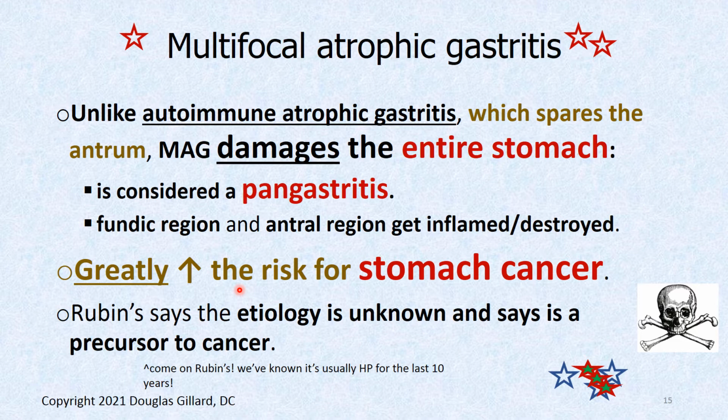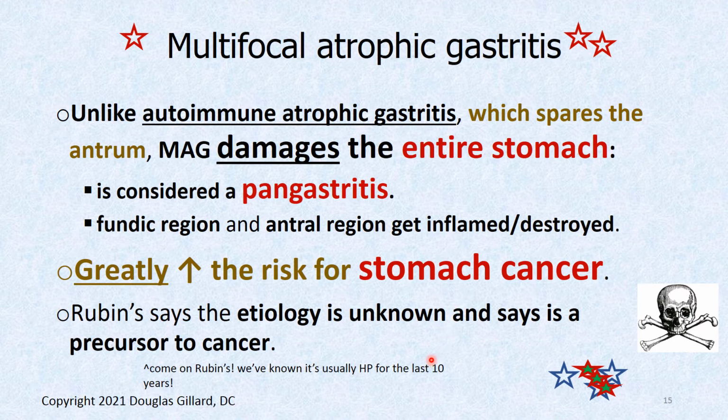So again, MAG, multifocal atrophic gastritis, destroys the entire stomach. It's also considered a pan-gastritis because it affects the entire stomach. That's where that word comes from. It greatly increases the risk of stomach cancer. This is the take-home message. Multifocal atrophic gastritis, it's stomach cancer. You have to be really careful with this one.